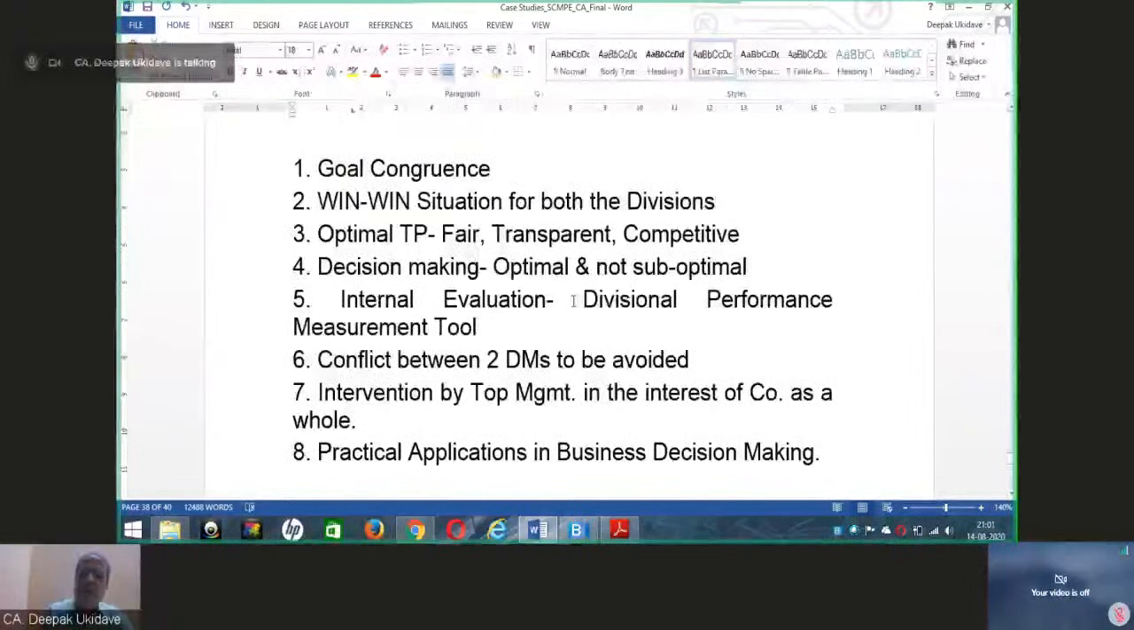So generally transfer pricing is used as an internal evaluation tool. It is a divisional performance measurement tool. That is how we conclude. It is not to be reported anywhere, but somewhere our internal conflict we have to resolve internally. Conflict between two divisional managers is to be avoided, and if there is any conflict, there is intervention by the top management in the interest of the company as a whole. These are the practical applications in business decision making.